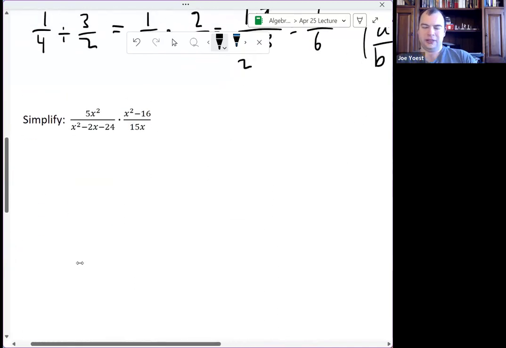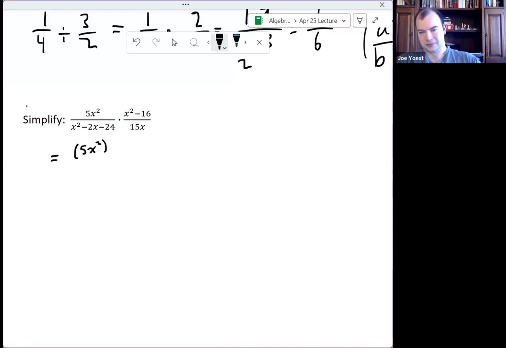So what about something like this? 5x squared over x squared minus 2x minus 24, that rational expression, that fraction, times x squared minus 16 over 15x. Well, I kind of do the same thing that I did above. I say this is equal to, while I'm multiplying two fractions, I just multiply the numerators. And I multiply the denominators.